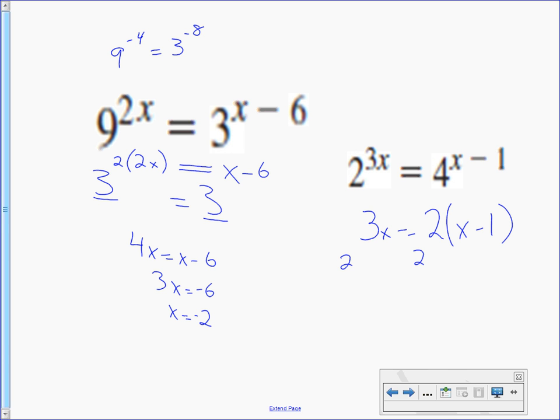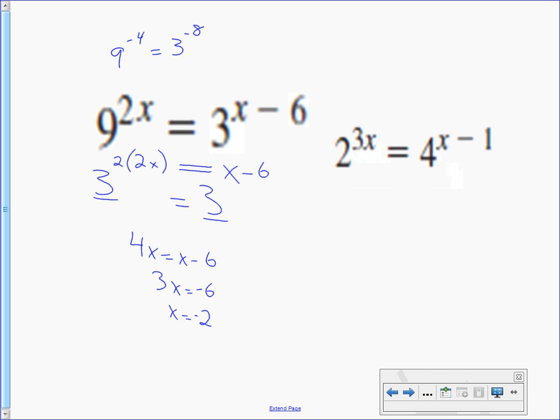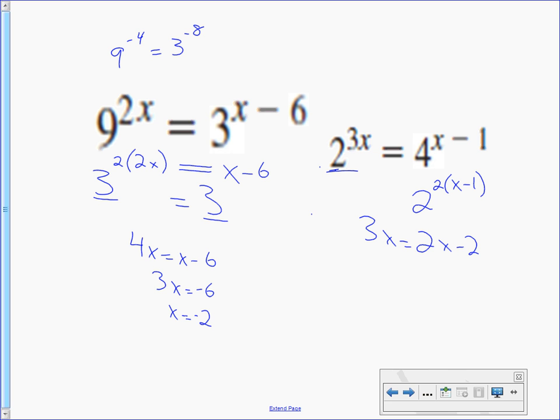This is one way that you're going to see. 2 squared, and then parentheses 3x, right? No, not right. This already has a base of 2. Yes, this is 2 squared to the x minus 1. So that's where I get 3x equals 2x minus 2. You must go the other way. Don't go the other way. Work your way to the smaller number. x is equal to -2.